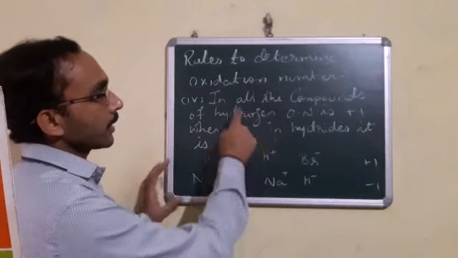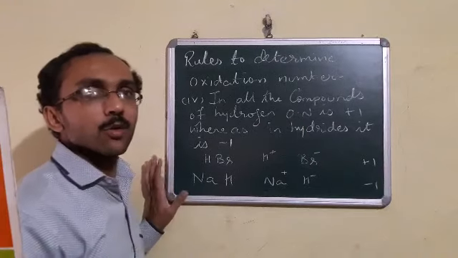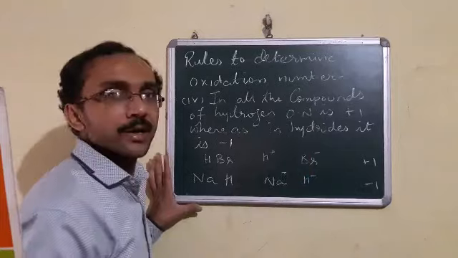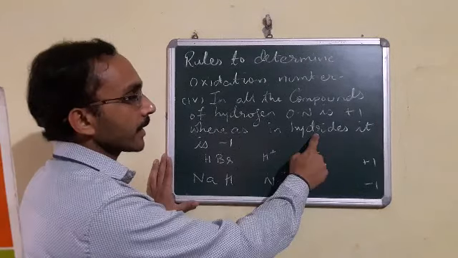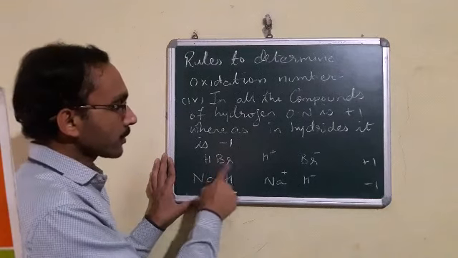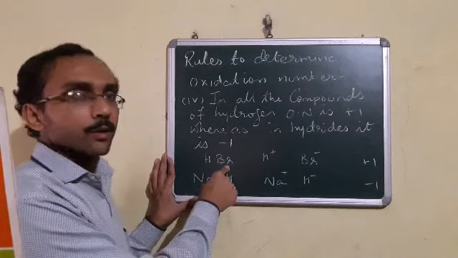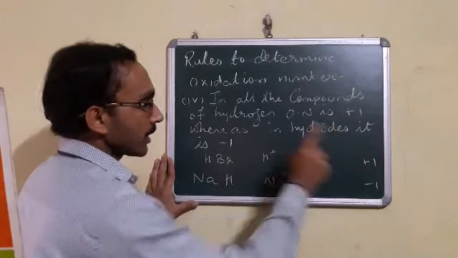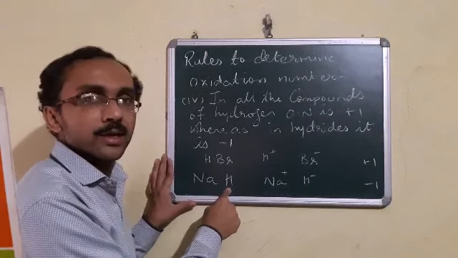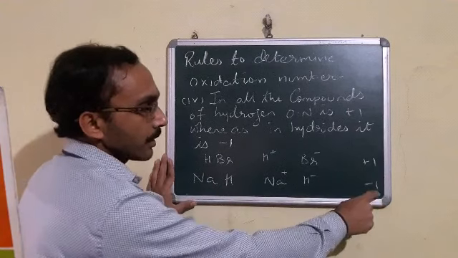The fourth point is that in all compounds which contain hydrogen, the oxidation number of hydrogen is always +1. Whereas if hydrogen behaves as a hydride, as a non-metal, in that case the oxidation number of hydrogen will be -1. For example, in hydrogen bromide, hydrogen behaves like a metal and bromine behaves like a non-metal. So here the oxidation number of hydrogen will be +1. And if we take sodium hydride, here sodium acts as a metal and hydrogen acts as a non-metal in the form of hydride. So here the oxidation number of hydrogen will be -1.